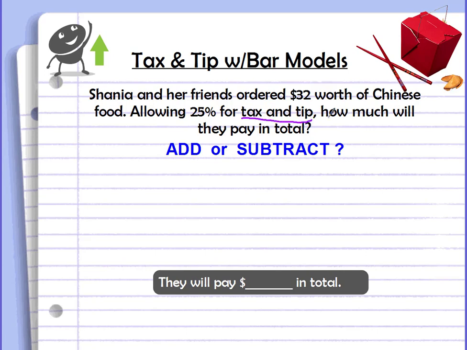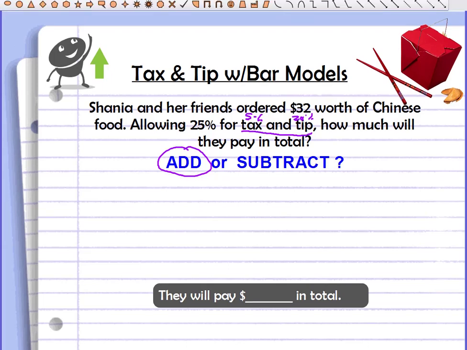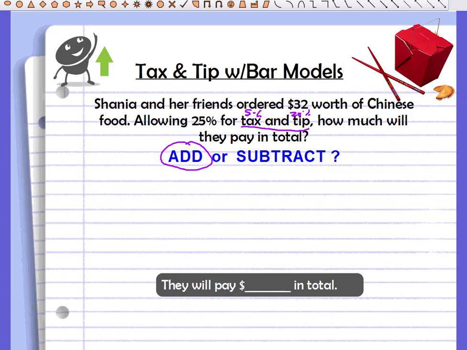Both of these are amounts that are going to be added to the cost of our meal. So if you're adding, it's okay to combine the percentages. Maybe it was 5% tax and 20% tip. You could add the two together to find the total amount that you're going to add. And that's what they're doing here. So we are going to add, because it's tax and tip, and we're going to do this with a bar model. So let's go ahead and draw a bar model.